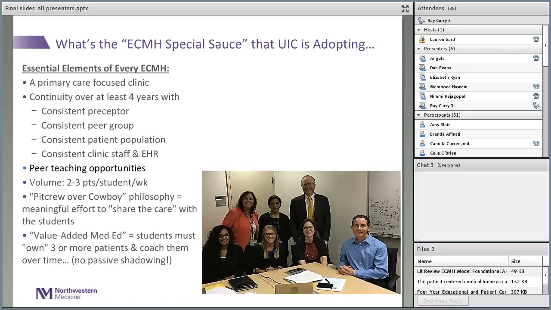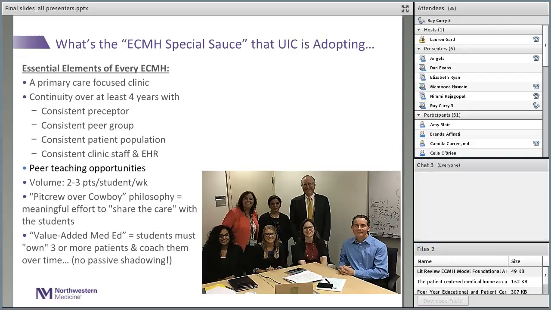That bullet says continuity over at least 4 years. It probably more properly should say ideally over 4 years. There have been some people who have experienced it for 2 years. There have been some people coming in a little bit later, and so forth. I think the more the better.